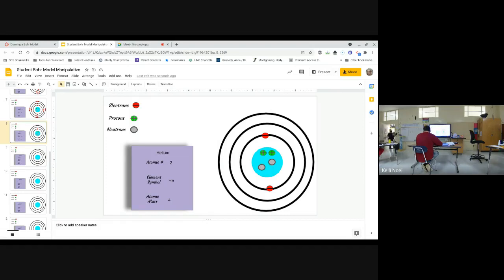Now helium is in that last column, column 8, but column 8 represents stable. Level 1 only holds 2, so it's considered stable. Those electrons can pair up beside each other, so that's why this is considered in group 8, even though it doesn't have 8 valence electrons.